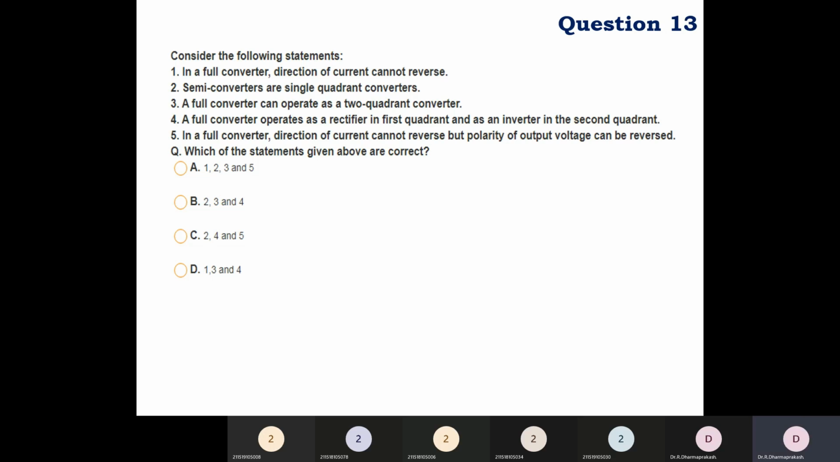The full converter operates as a rectifier in the first quadrant and as an inverter in the second quadrant. Okay, we know that when the alpha value is greater than 90 degree, it will act as the inverter. That is the inversion. Power flow will be from the load to the supply. Like this, we can use the full converter, right? In a full converter, the direction of the current cannot reverse, but the polarity of the output voltage can be reversed. Right. So, each of the statements given above is correct, we have to write.